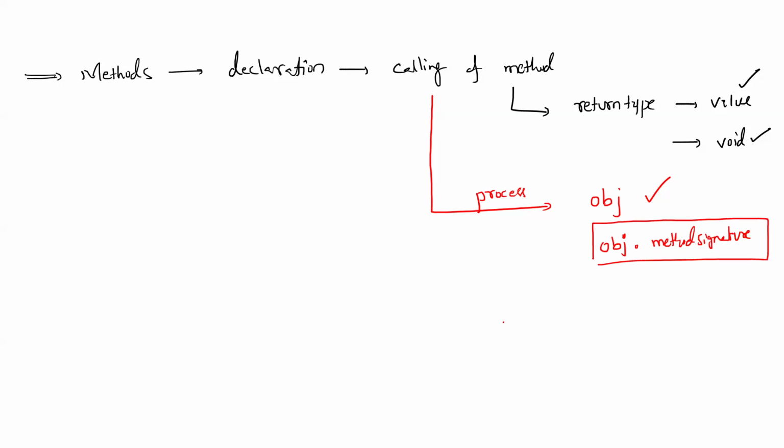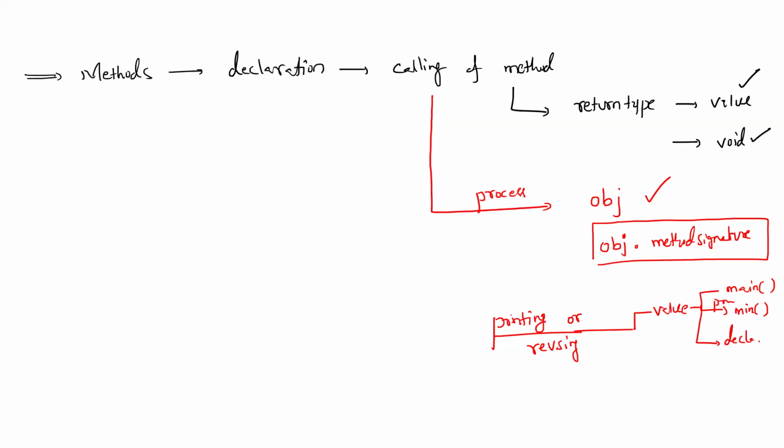But when it comes to printing or reusing the method result, if it is a value type, what are the possibilities? We can call and catch from the main method, and we can also call, catch and print from the main method. Also, we can print from the declared method.